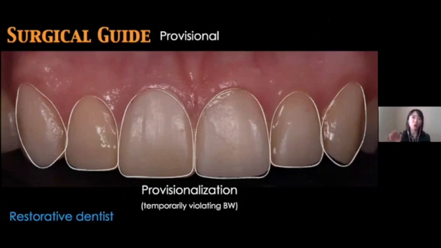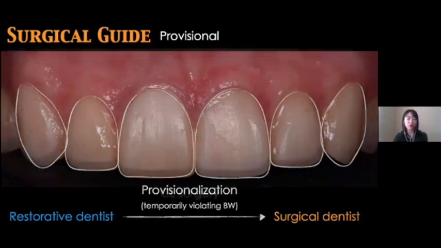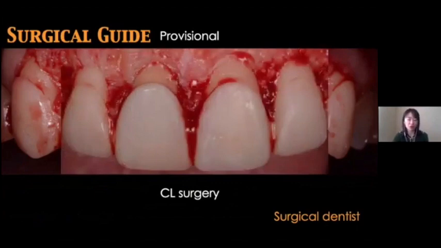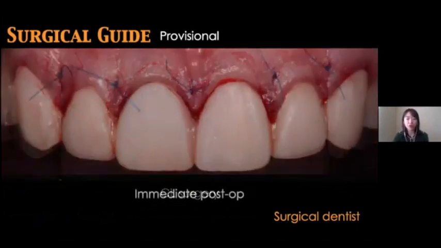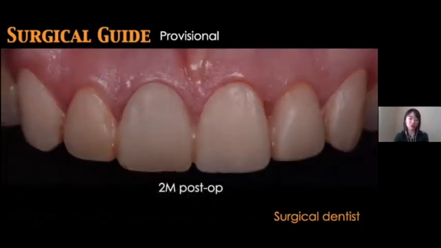Once the soft tissues heal, which is 1 or 2 weeks, you have to refer this patient to a surgical dentist, or you yourself go ahead and do the surgery. So once the provisional is in place, you do the crown lengthening surgery with a full thickness flap and do the osseous resection. Once the osseous resection is done, you place the flap back exactly where the provisional margin was. This is an immediate post-op, and this is 2 months post-op.